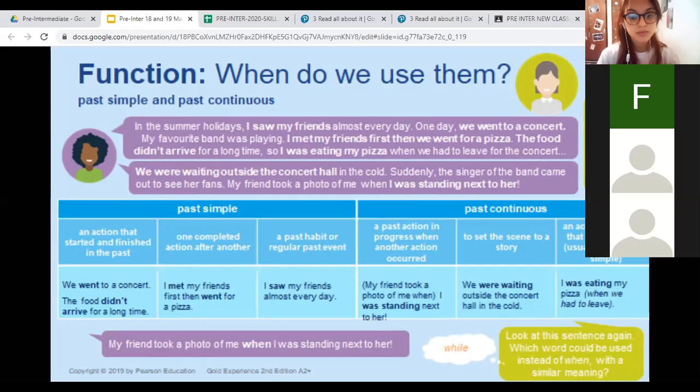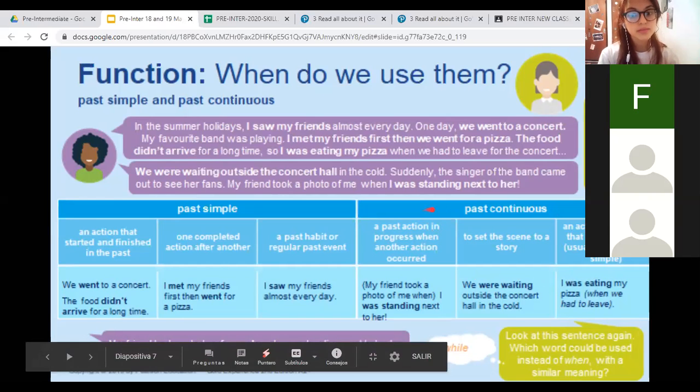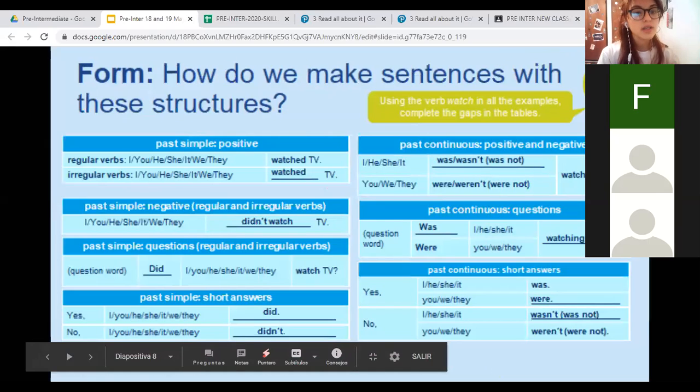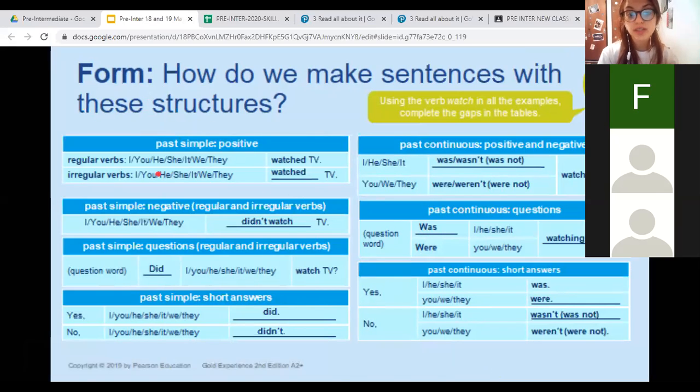Yes? Is that clear? Yes. Great. Now we move on to the form. This is how to make the sentences with these structures. Look at the past simple. There are two main verbs in the past simple. We have regular verbs and irregular verbs. Regular verbs are the easiest. Do you know what happens with regular verbs?